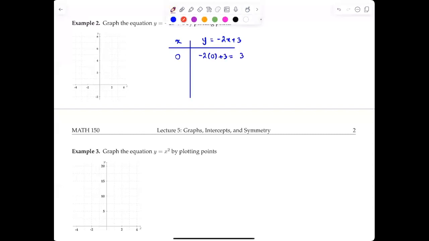From here, probably it's easier for me to plot. I have the point 0, 3. So x equal to 0, y equal to 3. I need another point. Let's say x equal to 1. So negative 2 times 1 plus 3 gives me positive 1. So now I have the second point, 1, 1.